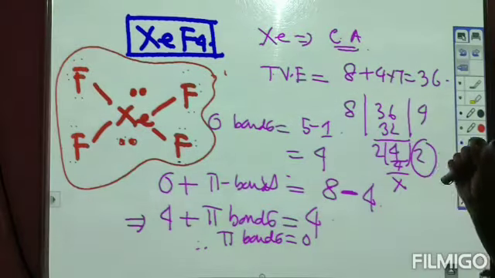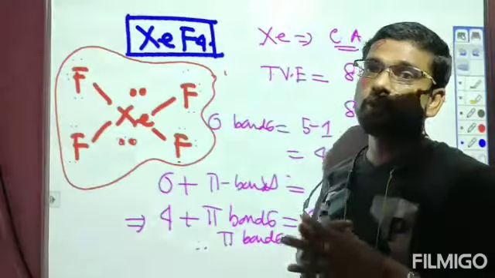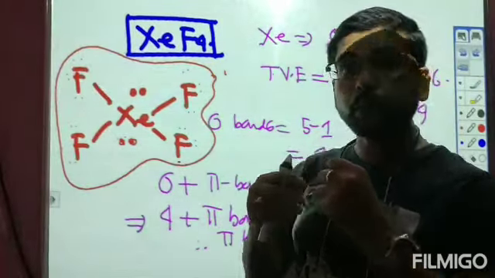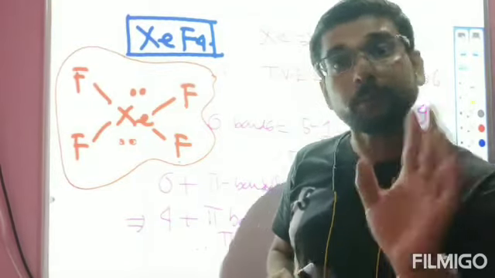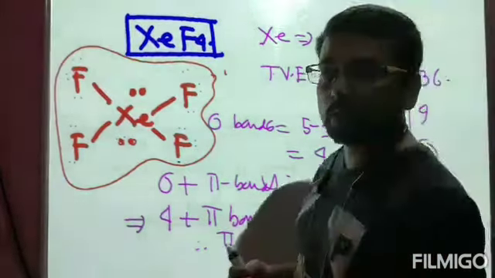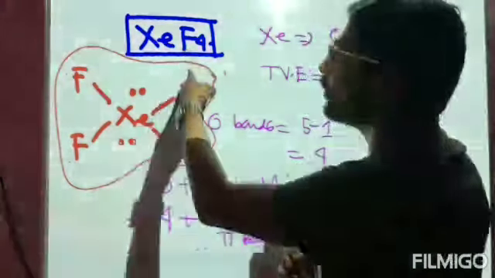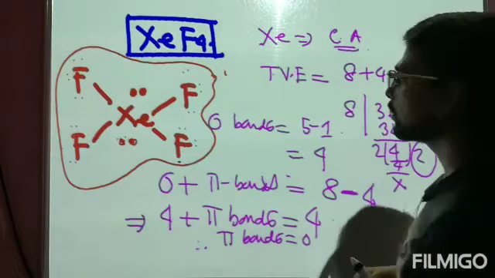But you will face some problems drawing the Lewis structure of odd electron species, and for that we will use a different rule. Now I am showing for which molecules you can apply the formula which I have now discussed.